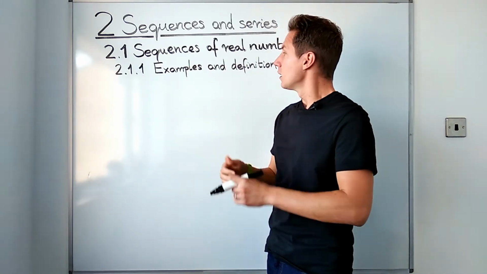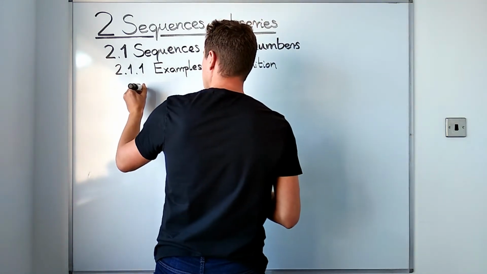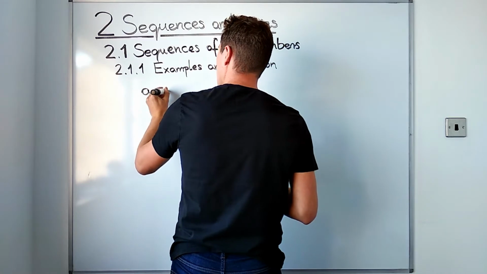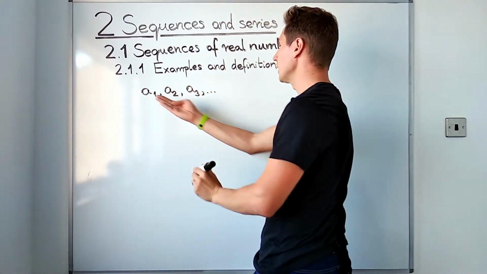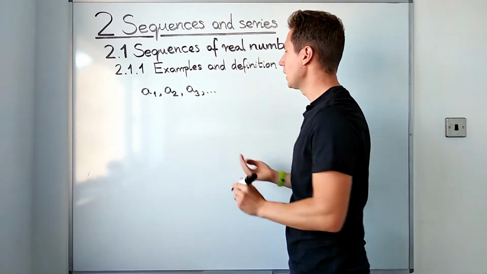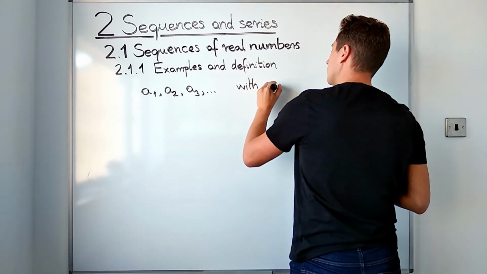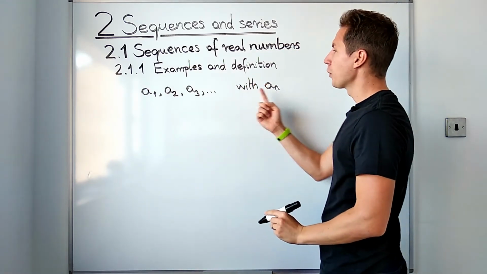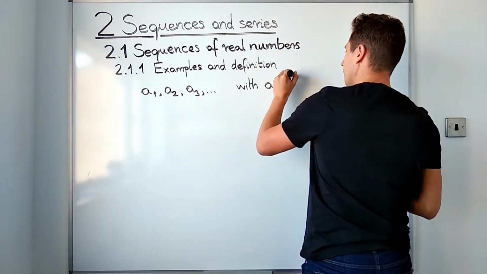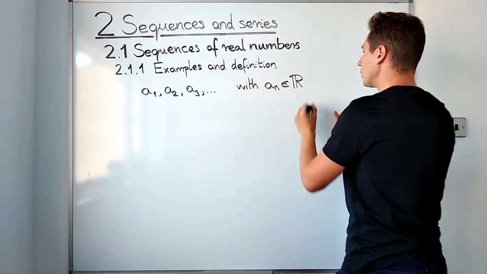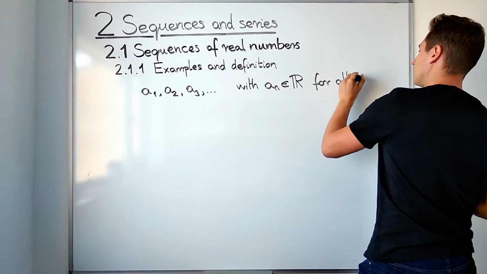Well, to put it simply, it's just an infinite list of real numbers, which goes something like this: a1, a2, a3, and so on. So it is an infinite list of ordered real numbers, with an standing for the nth term, the nth number in the sequence, in the list, and it's a real number for all indices n.